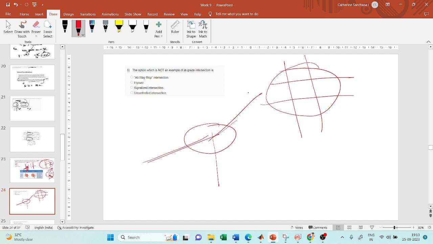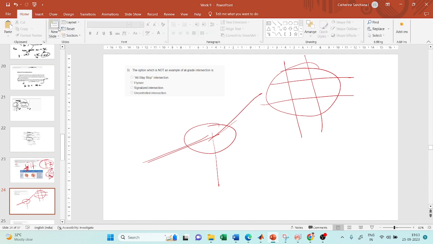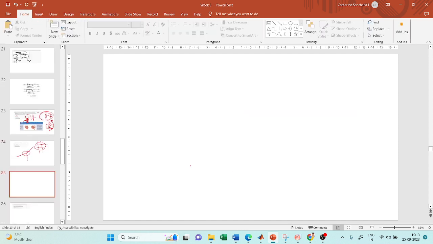Now there are many types of intersections. So if this is one intersection, this is a crossing intersection, right? Two roads are crossing each other. In this intersection, these four extensions are called the legs of the intersection or approaches.